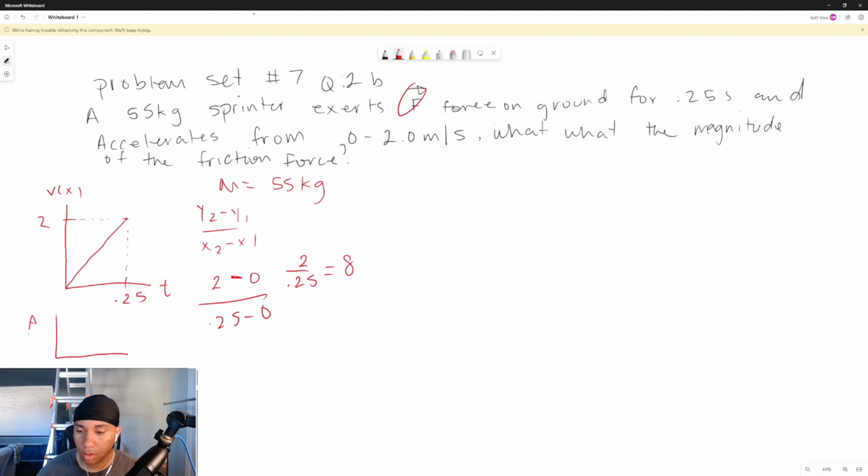So the acceleration time graph looks something like this. 0.25, and this is 8 right here. Acceleration just looks like this. It's constant, right?